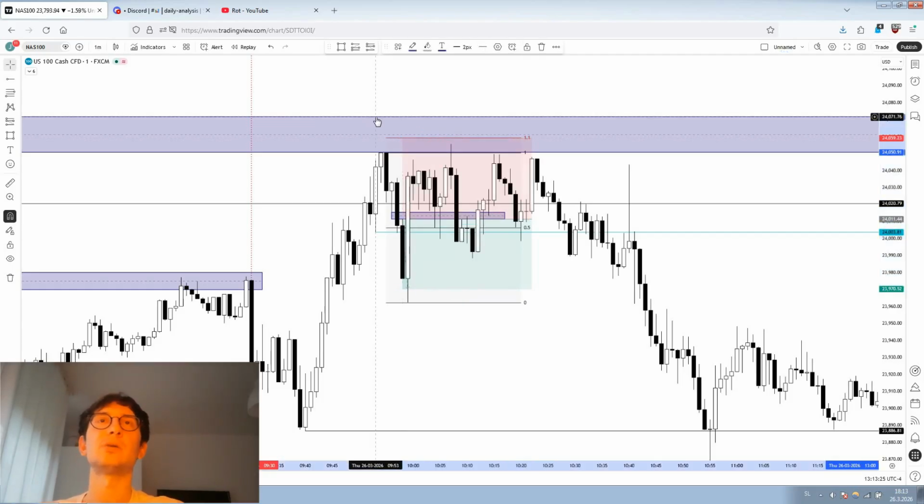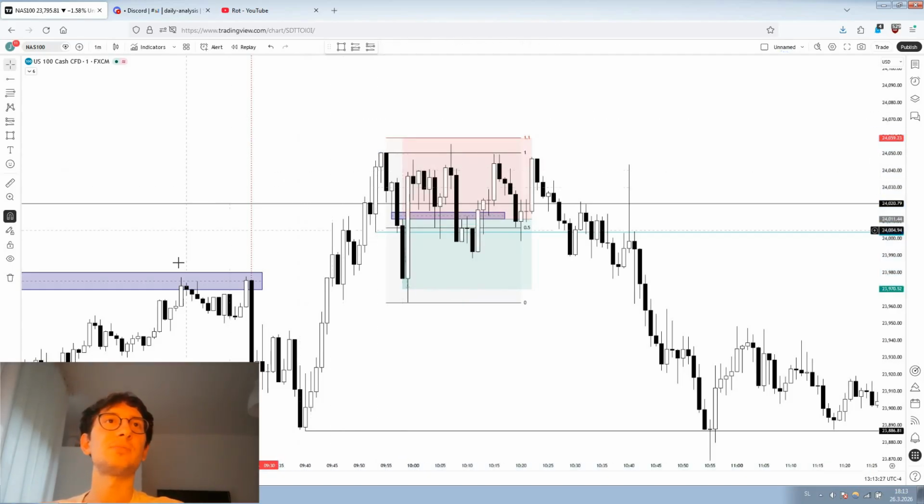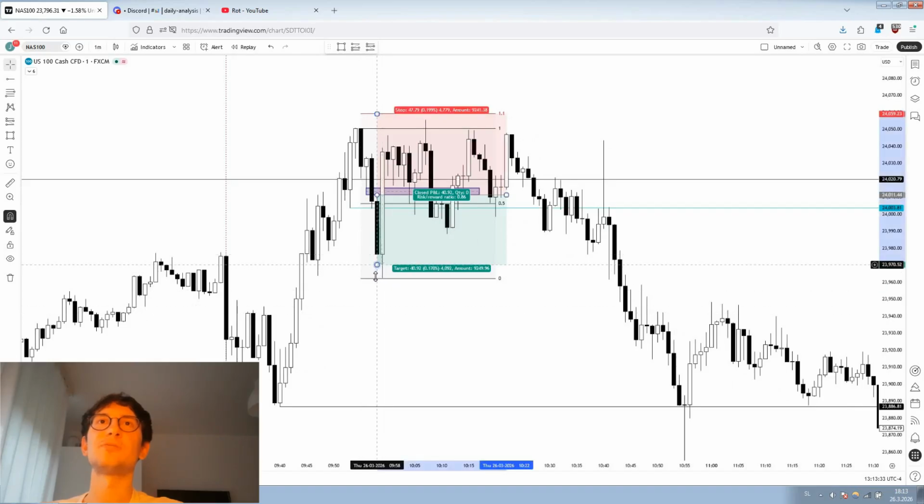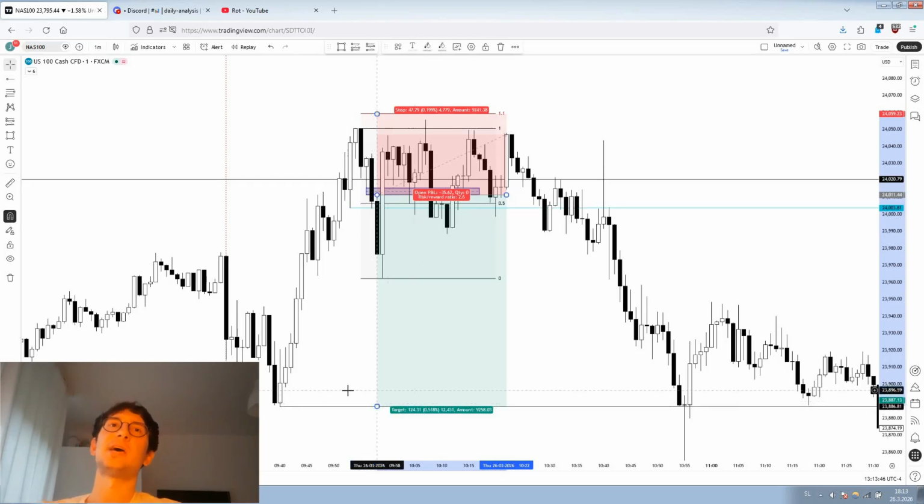Okay, let me delete now this fair value gap and also this one. Okay, so we are like this. And then for take profit, you can, for example, target this particular low over here. That would be more or less your partial. And then another take profit, which was my full take profit, was over here, this particular 15-minute low.